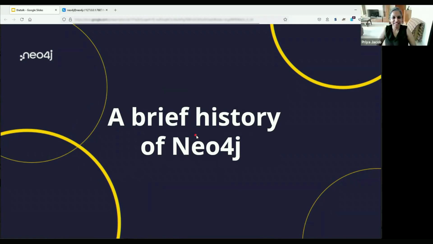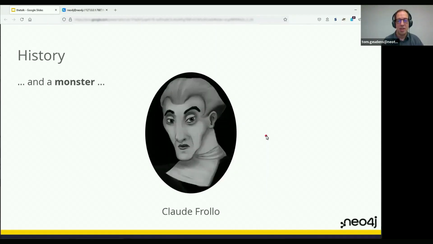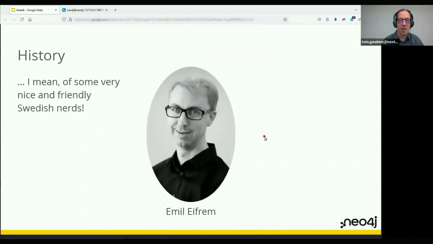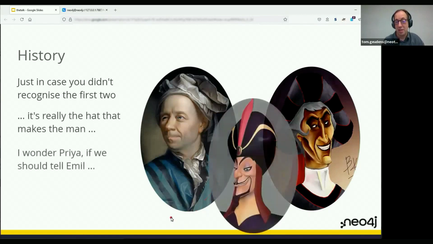Okay. All right, so it actually is the tale of a man and a monster. Well, okay, not really a monster. It's the tale of a man and some nice Swedish nuts, such as Emil himself. Okay, so in case you didn't recognize the two at first, yeah, it really is the hat that makes the man, right? As you can see, they keep coming, they keep coming. I wonder if we should tell Emil about this. No, definitely a theme here. No? Okay, okay.